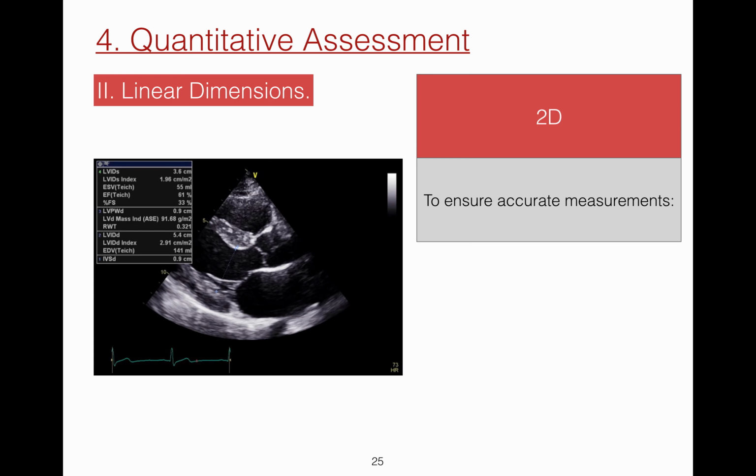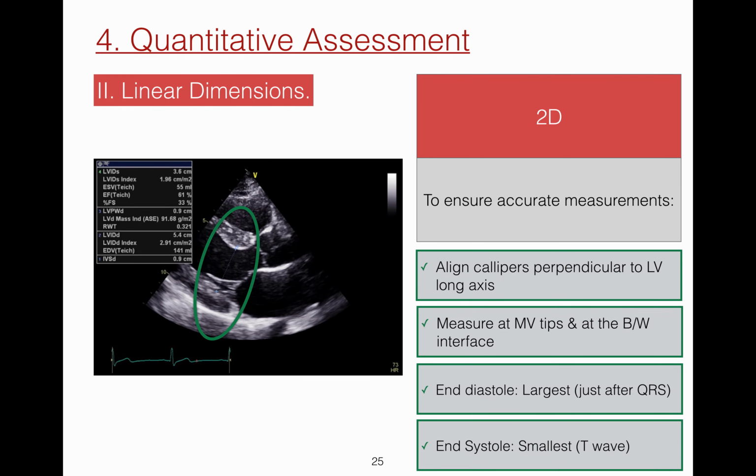To ensure the most accurate fractional shortening measurement by 2D, aim to align the calipers perpendicular to the long axis of the LV. Measure the internal dimensions at the mitral leaflet tips, observing the point of black to white interface. End diastolic and end systolic measurements are made when the LV is its largest and smallest, respectively.